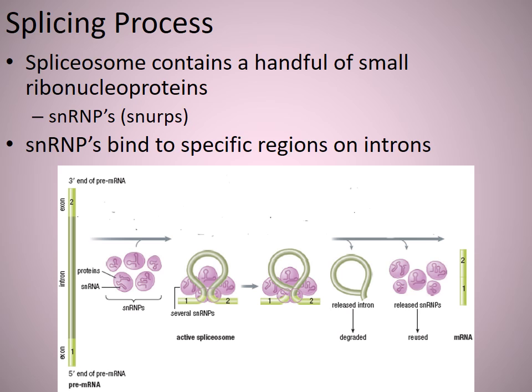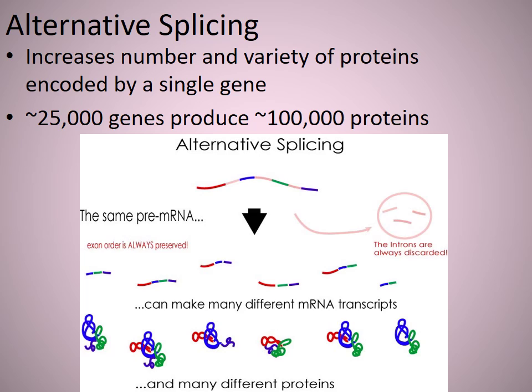Again, we see the SNRPs here. They bind to specific regions on the introns. They bring it together like a loop, which is easy for a spliceosome to act on that region and splice it out. Basically, this whole arrangement, because if spliceosome can cut an intron out, it can also bring different exons together.